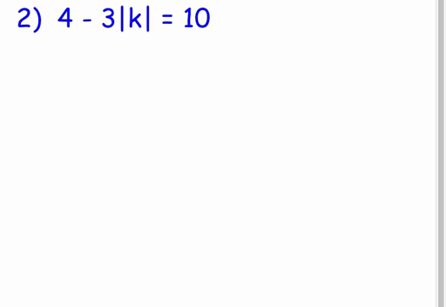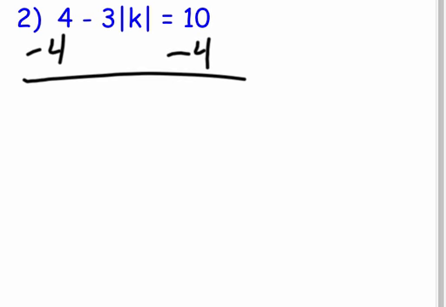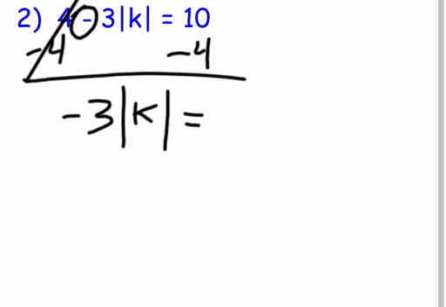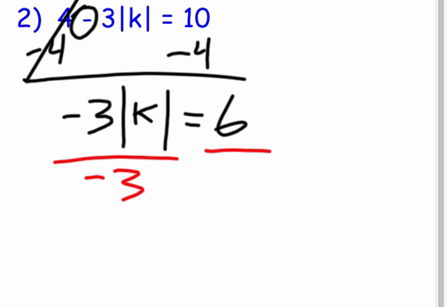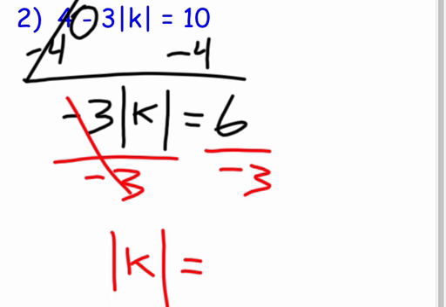So we got to get rid of this 4. Well, the inverse of a positive 4 is a negative 4, or minus 4, right? Whatever I do to one side, I do to the other. So those cancel. I got to bring down my negative sign here. So negative 3 times the absolute value of k equals 10 minus 4, which is 6. And now I'm taking this negative 3 times that absolute value, so we got to divide by negative 3. That's the inverse. Whatever I do to one side, I do to the other. So those cancel. I get the absolute value of k equals 6 divided by negative 3, which is negative 2.